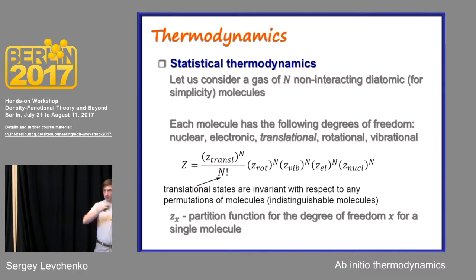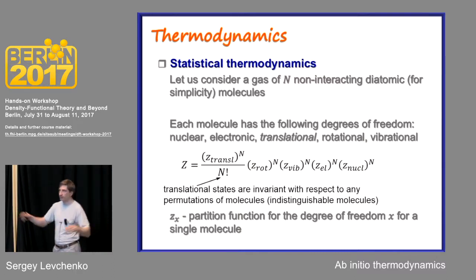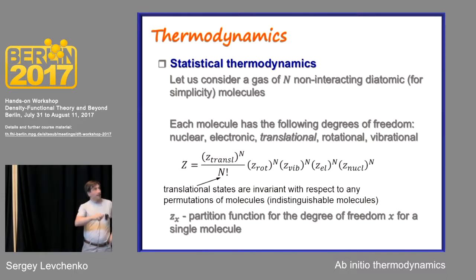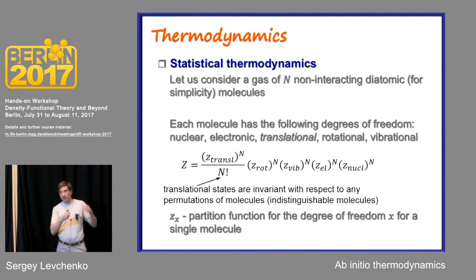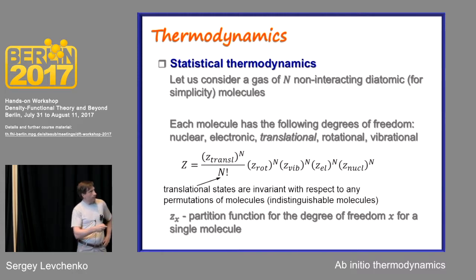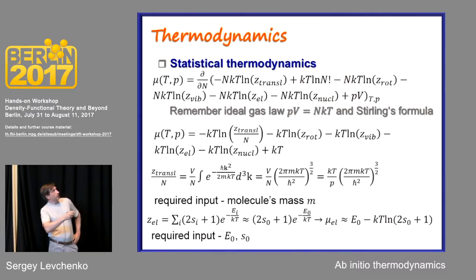Because the translational states are represented by delocalized wave functions, they are invariant with respect to any permutations of molecules. This is a very important point, because only because of this we get the closed relations that depend only on temperature and pressure, as you see further for the chemical potential. So now we can use this formula to calculate the chemical potential. It's a derivative with respect to N, and we obtain this expression for the chemical potential.